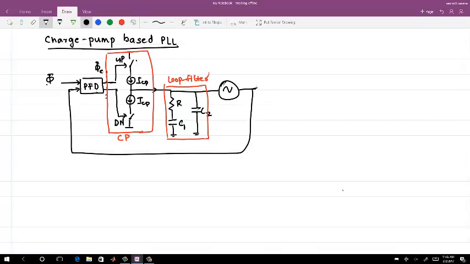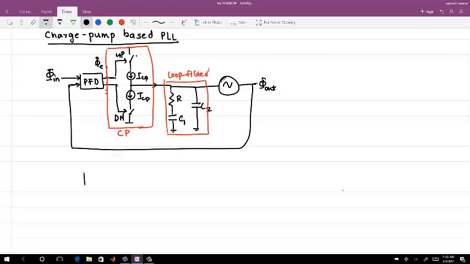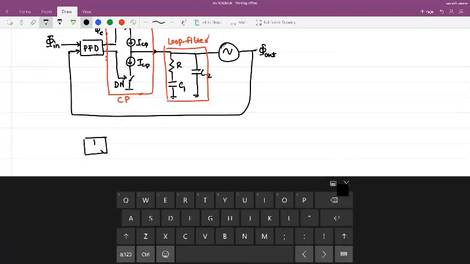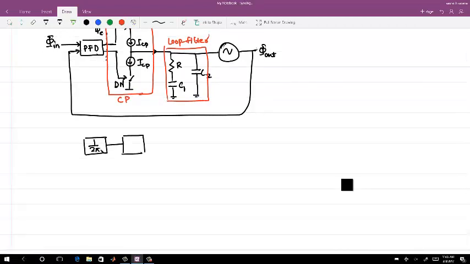The input of this is phi in, and the output is phi out. Now the small signal model of the above PLL is: PFD gain is 1 over 2 pi. Charge pump is ICP, then you have this loop filter. We can calculate the impedance of this loop filter.